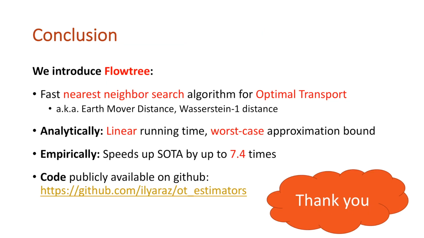Let's conclude. We introduce Flowtree for nearest neighbor search in the optimal transport distance. We show it is useful both analytically and empirically, and our code is online.